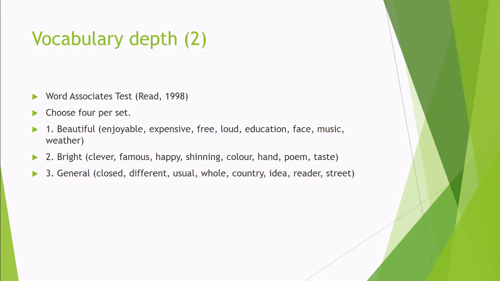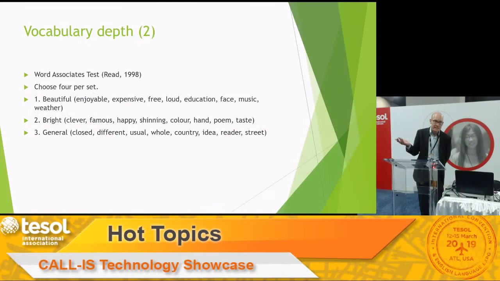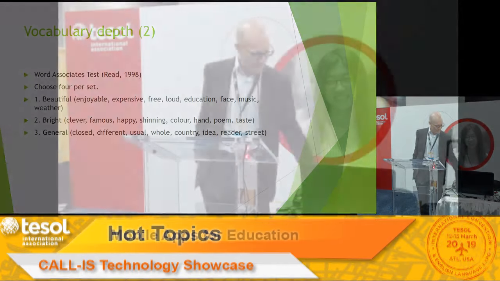So it's actually quite a difficult test, and the associations can be of 2 different types, like synonyms, for example, bright and clever, or words which go together. Maybe a general reader. So there's 2 different ways you can think of associations.